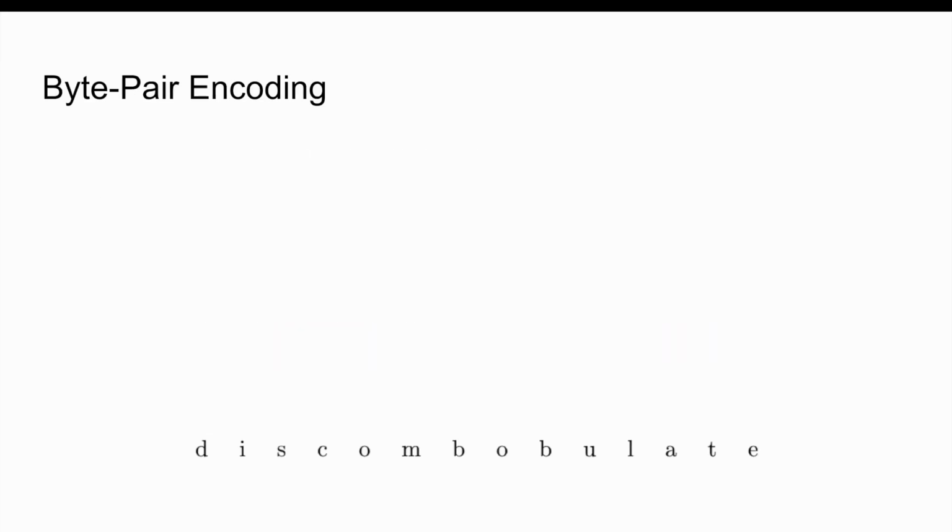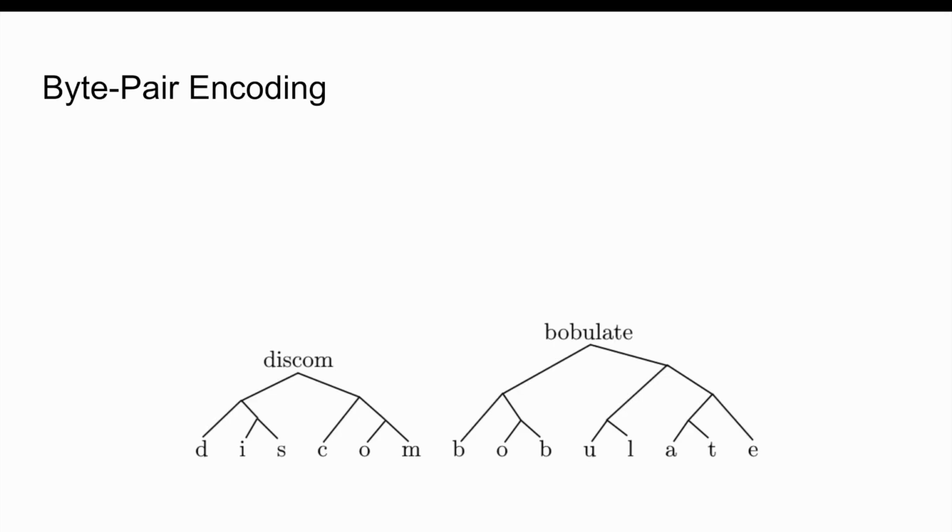So just to work through an example of how byte pair encoding looks, we take a word like discombobulate. It's first broken down into individual bytes, which are here just characters for ease of reading. In the first step, the most frequent pairs of bytes are merged, and then eventually bytes are merged with already merged chunks, and you eventually merge things until you get your biggest tokens, in this case discom and bobulate.